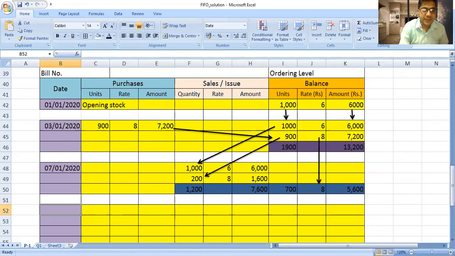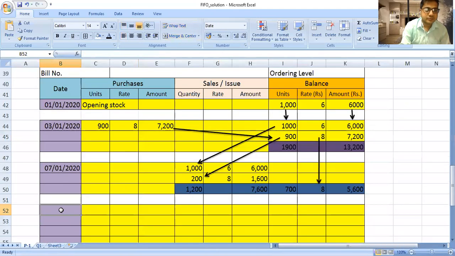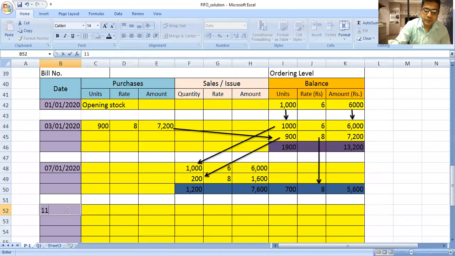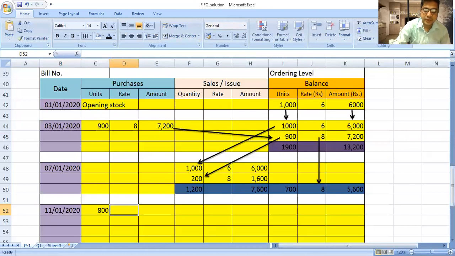After recording the 7th January transaction, next date is 11/1/2020. They purchased 800 units at the rate of rupees 6.20 each. So we will record this transaction on 11/1/2020. How many units? 800 units. Rate per unit 6.20. So use your calculator.